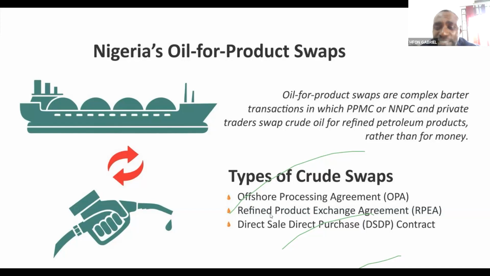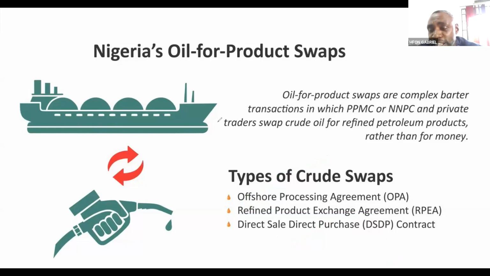Now, from 2016 up to the present is the direct sale, direct purchase. Because of the inadequacies, the corruption, the lack of transparency, and the many issues that bedevil the first two types of crude swaps, the NNPC had to come up with the direct sale, direct purchase. So this is more like selling the crude oil to these commodity trading companies, and the commodity trading companies in turn use the crude that they've purchased, get refined product and sell it back to Nigeria. That is what this arrangement is all about.